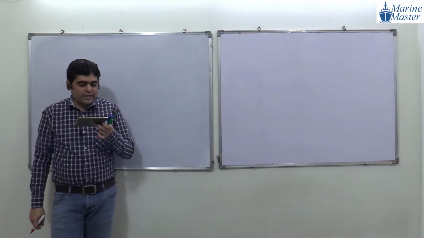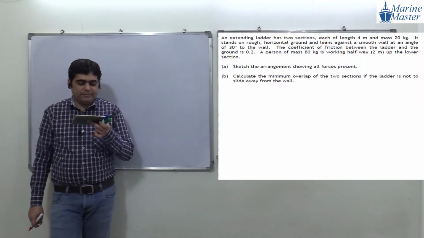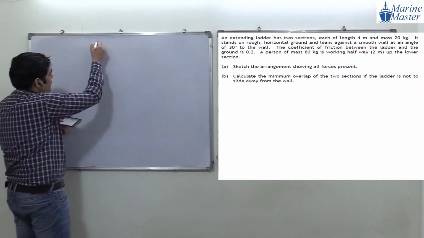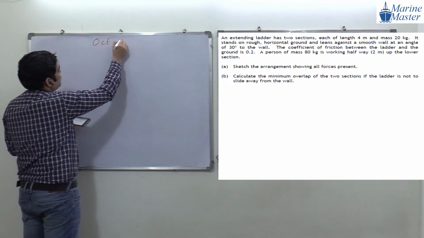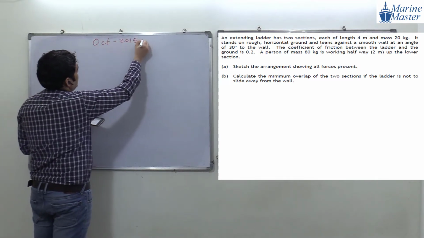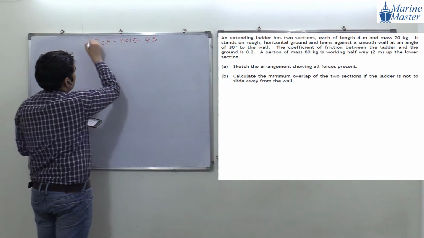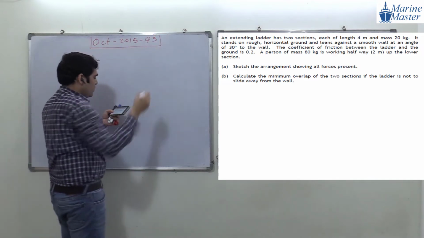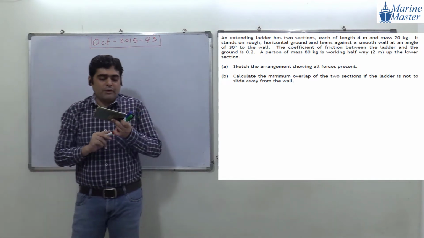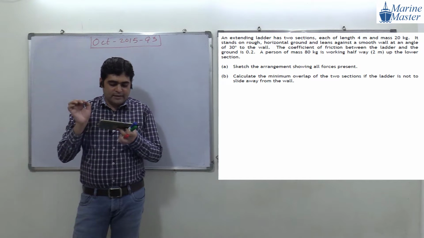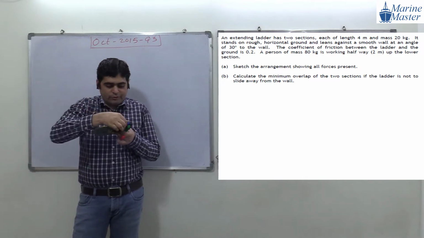Now we are going to take a question from the October 2015 exam, question 3. Give the heading of the question: October 2015 exam, question 3. Try to see the point here, everyone. We have an extending ladder that has two sections. Try to read the question with me.